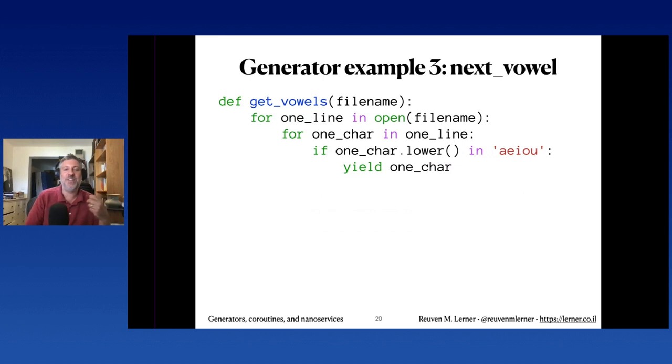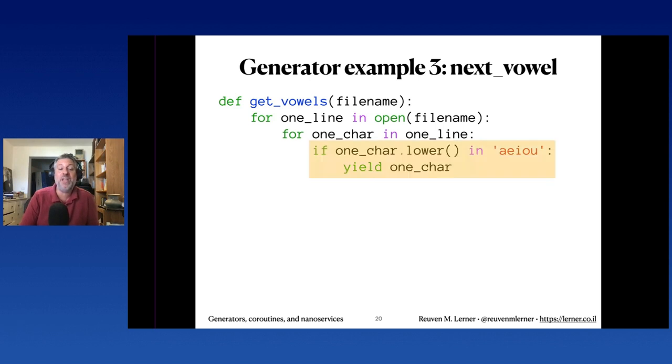Okay, here's a third example. Here's a get_vowels generator. Let's say I want to open a file and I only want to get its vowels. Why would I want to do that? I don't know, but let's say I want to. So what are we going to do here? Well, we're going to open the file. We're going to iterate over it one line at a time. We're going to iterate over the current line one character at a time.